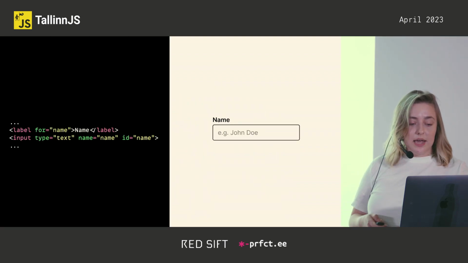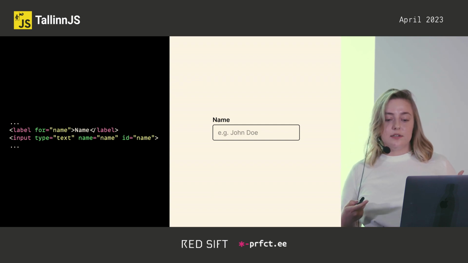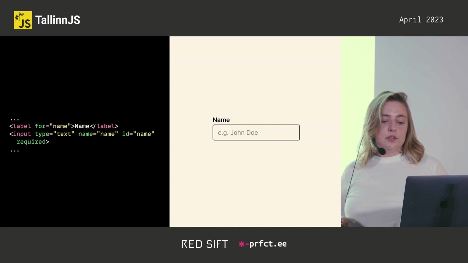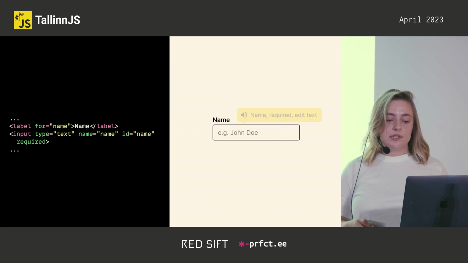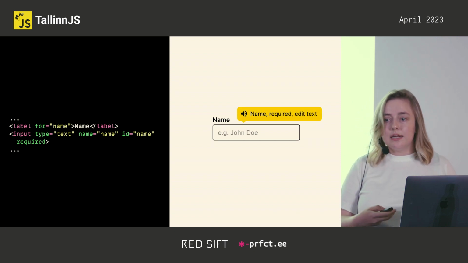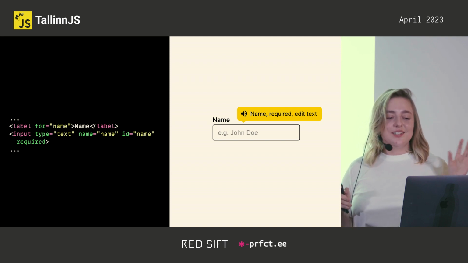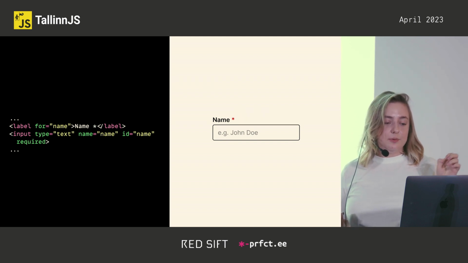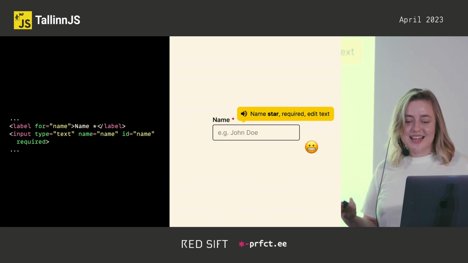accessibly as well. So we have an input here. The first thing that we can do is mark it required, so that it will be announced by the screen reader. There is this HTML attribute called required, and when the screen reader comes to the input, it will say "name, required, edit text." So when the user comes to the input, it's clear that it is really necessary information. Now this is a kind of fun thing here: if we put an asterisk in there, it will actually announce "name, star, required, edit text."